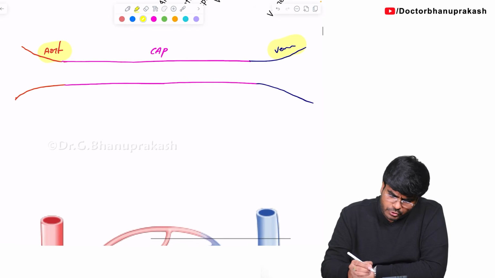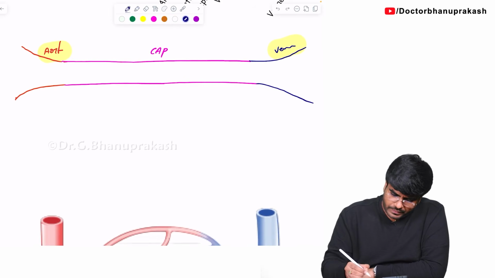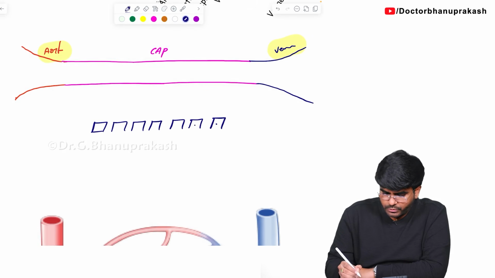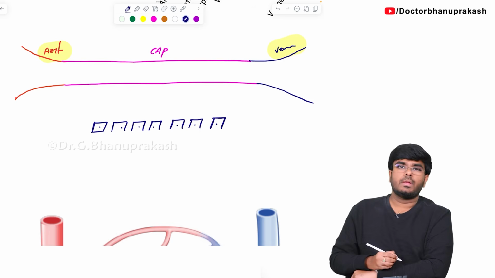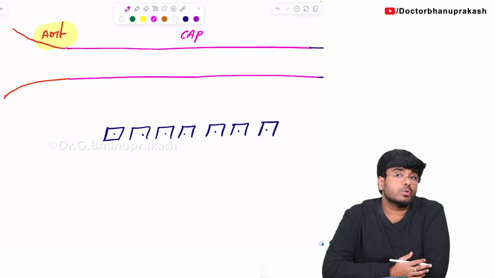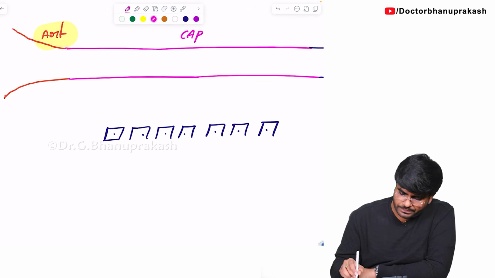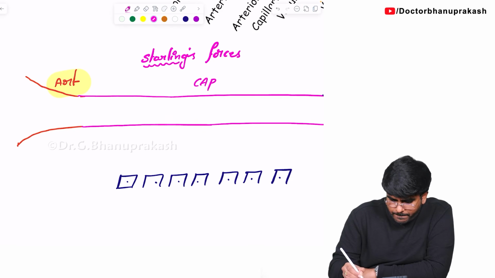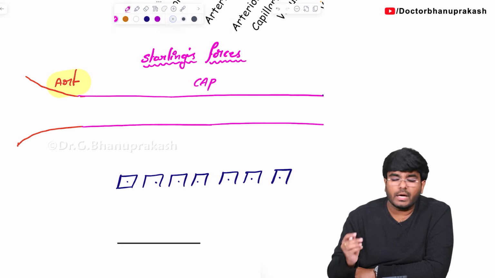Now, here are the tissues that I am showing. Okay, this is the area where tissues are present. Now, guys, here I want to talk about two important forces. Okay, they are called the Starling's forces. Now, what exactly are the Starling forces? So, let me tell you, there are two types of Starling forces.